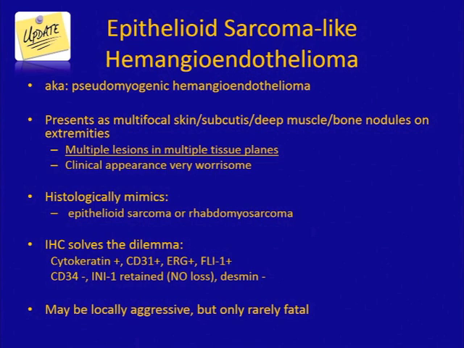So this is very aggressive locally, has multiple regional metastases, and can be a real management problem, but does not usually kill the patient, unlike epithelioid sarcoma, where over 50% of the patients will eventually get distant metastases and die from their disease. So the prognostic difference here is very important, it's very big, and it's really important to not confuse this tumor with epithelioid sarcoma.